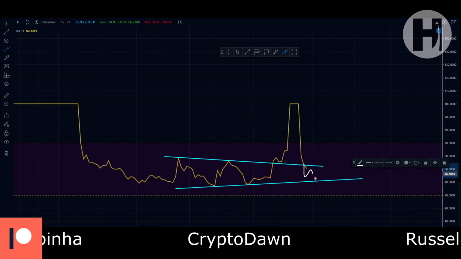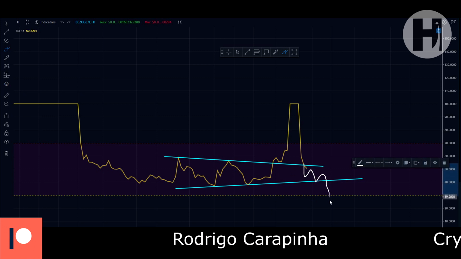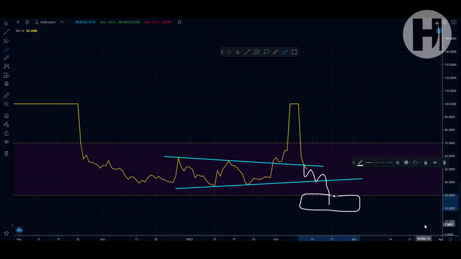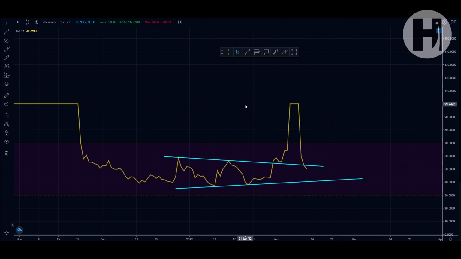Obviously, if you start losing the lower support of the triangle and get into the oversold here on the daily chart, that would be a great entry point for the Bezoge token, or really any asset. Once you see it oversold here below the index of 30, you just know that it's a great buying opportunity. But that is pretty much it, guys.